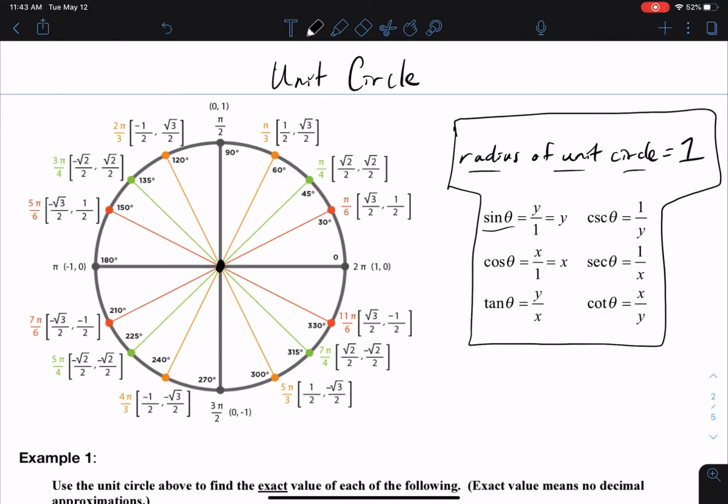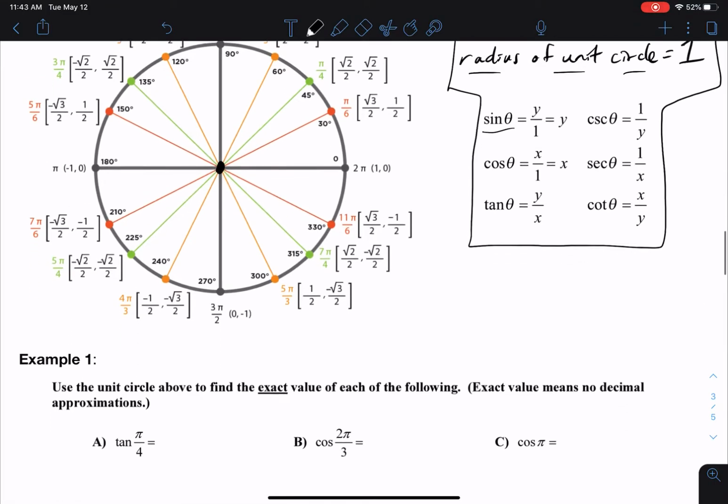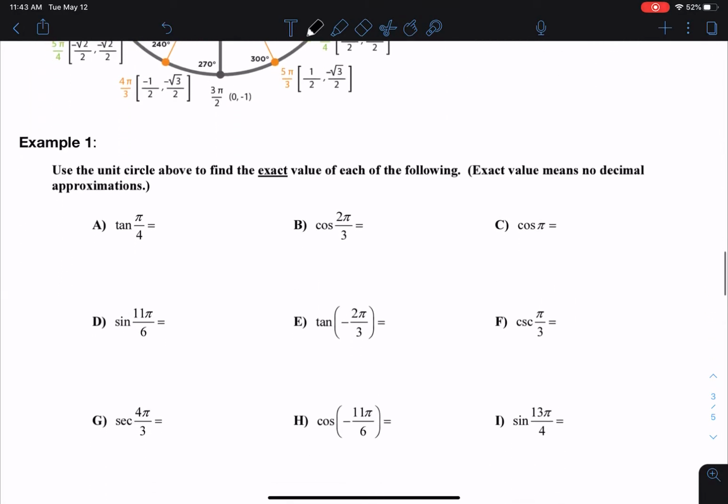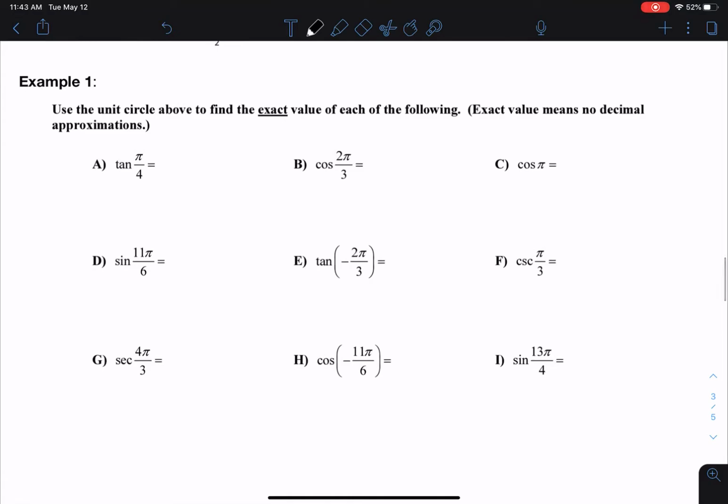Okay, so now what we're going to focus on is some things that are a little different. So I have an example here. A, B, C, and D, really, the first four problems, are the angles we're used to. All of these angles are on the unit circle. But if you look at E, this angle, it's a negative angle. So how do we do that?